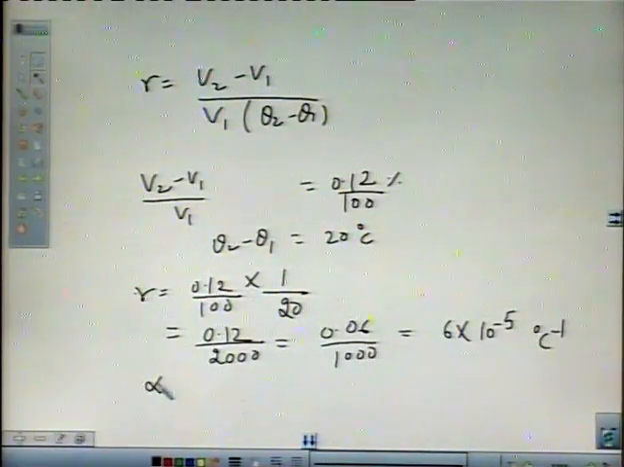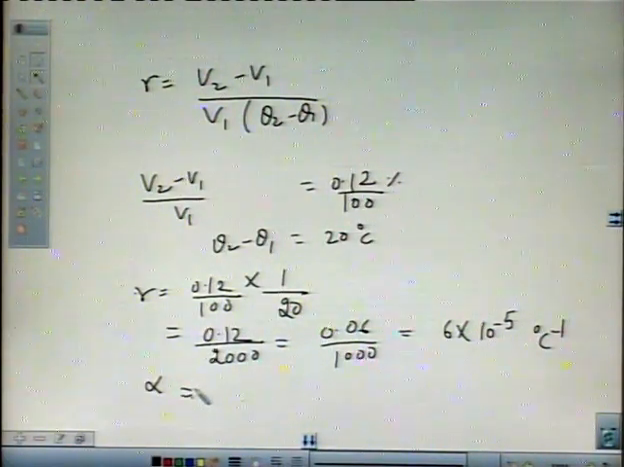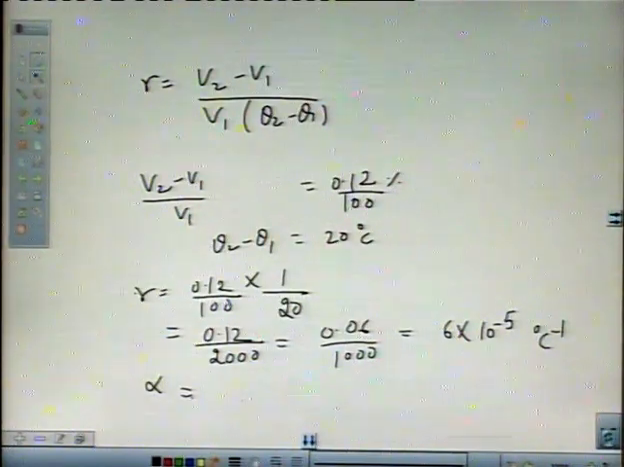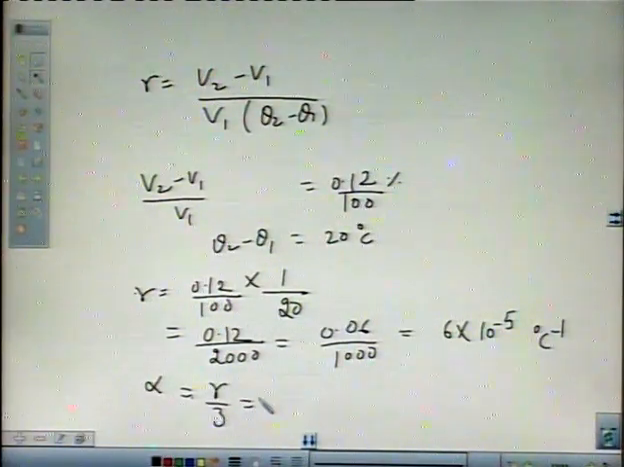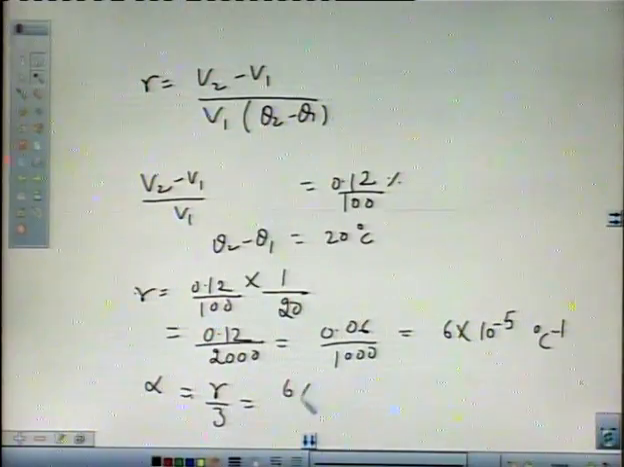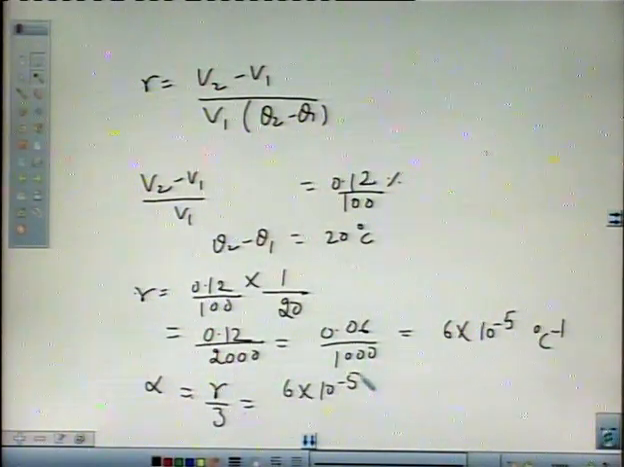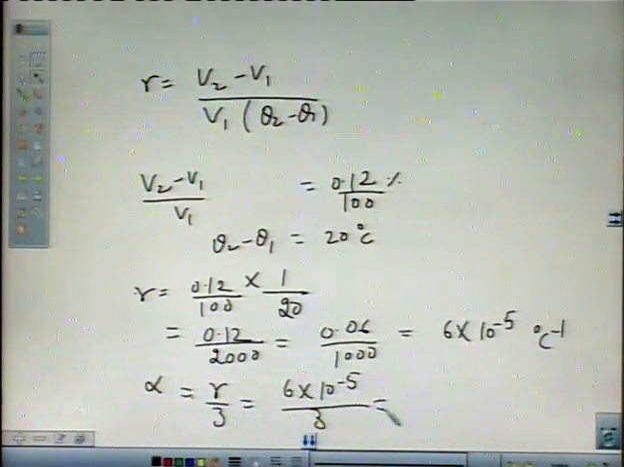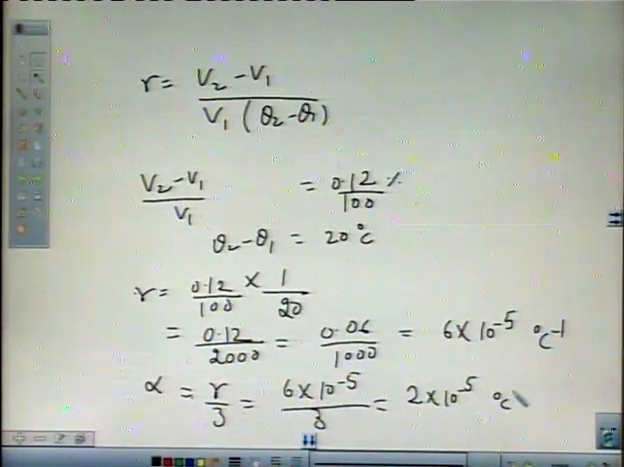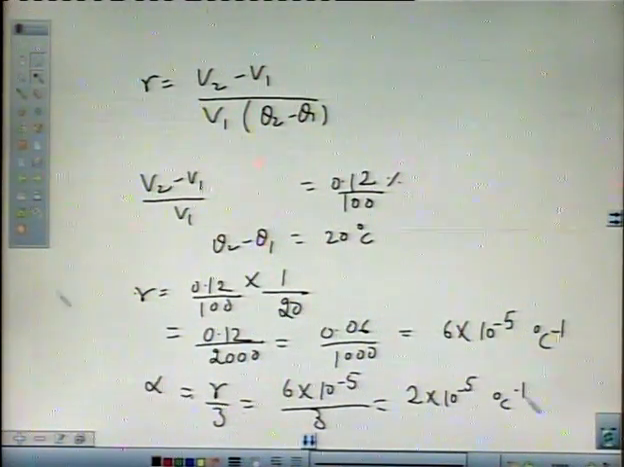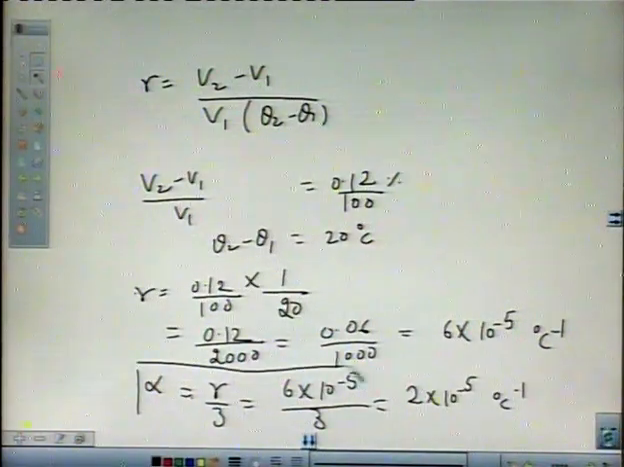Now, we have to find the temperature coefficient of linear expansion, which is alpha. The relation between alpha and gamma is alpha is equal to gamma by 3. Dividing it by 3, we have 2 into 10 raised to power minus 5 per degree Celsius. So this is the answer.